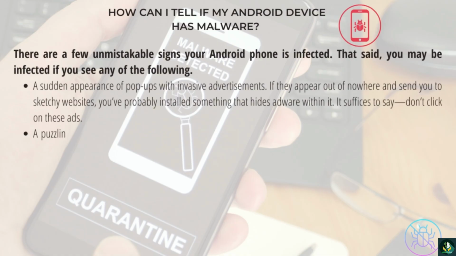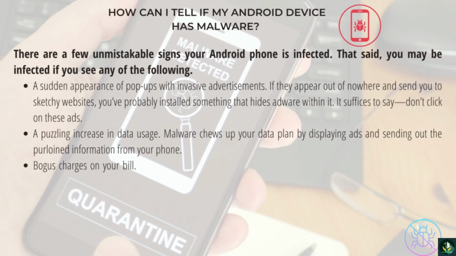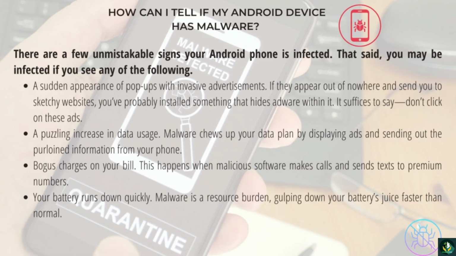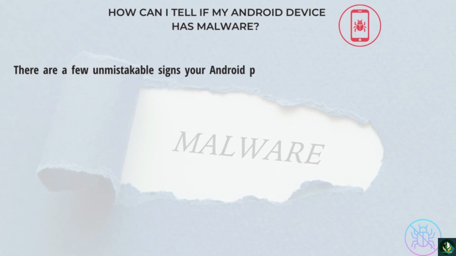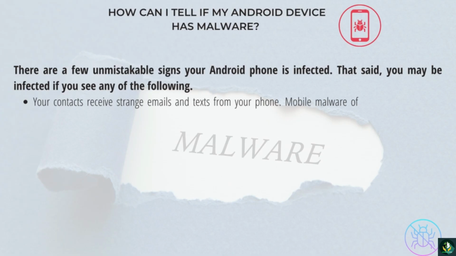A puzzling increase in data usage. Malware chews up your data plan by displaying ads and sending out the purloined information from your phone. Bogus charges on your bill. This happens when malicious software makes calls and sends texts to premium numbers. Your battery runs down quickly. Malware is a resource burden, gulping down your battery's juice faster than normal. Your contacts receive strange emails and texts from your phone. Mobile malware often spreads from one device to another by means of emails and texts containing malicious links.